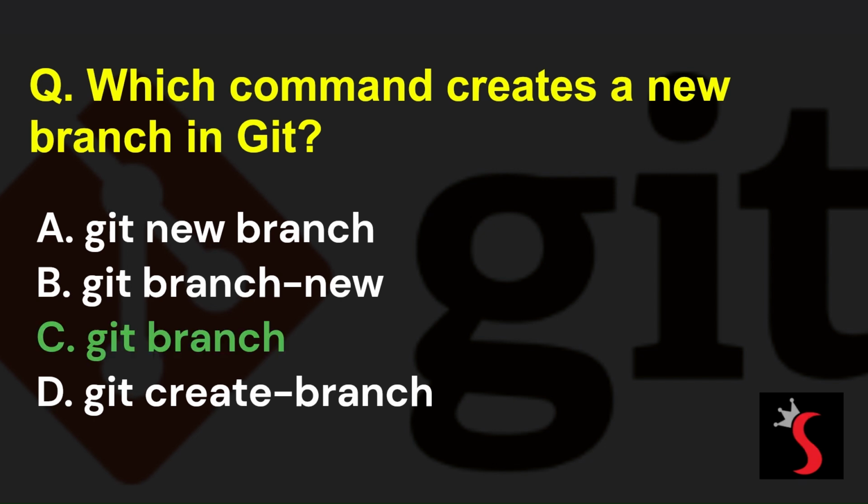And the correct answer is option C, git branch. Git checkout works hand in hand with git branch. The git branch command can be used to create a new branch. When you want to start a new feature, you create a new branch off main using git branch new_branch. Once created, you can then use git checkout new_branch to switch to that branch.